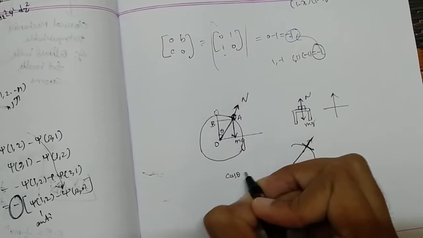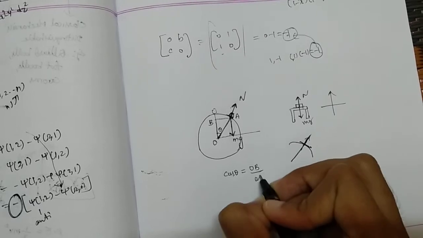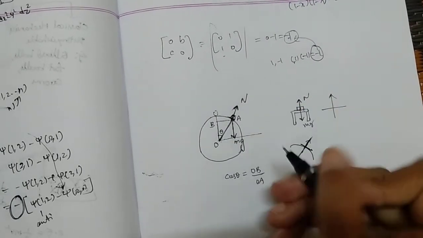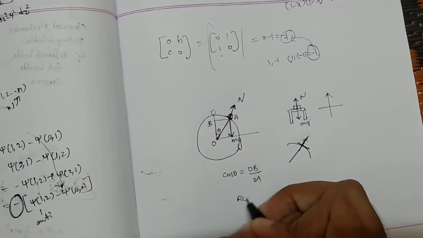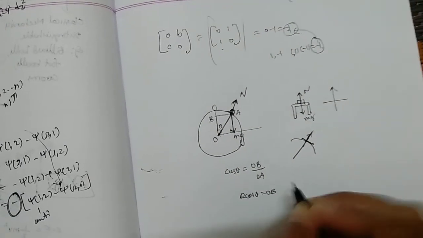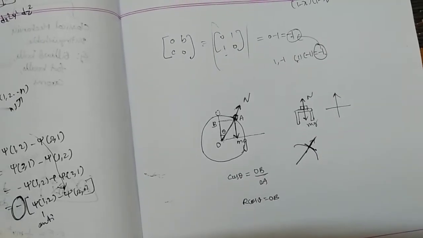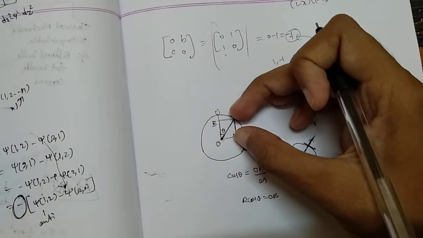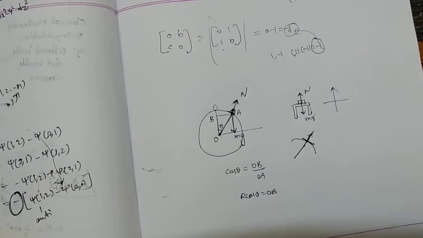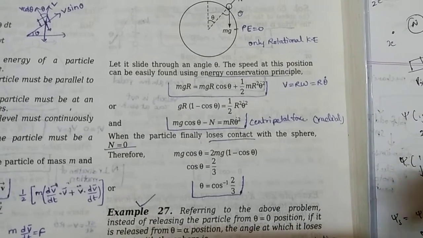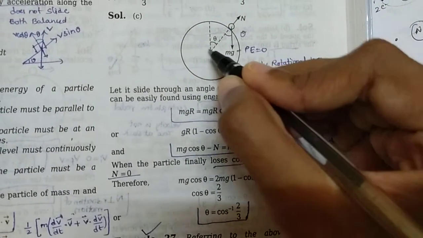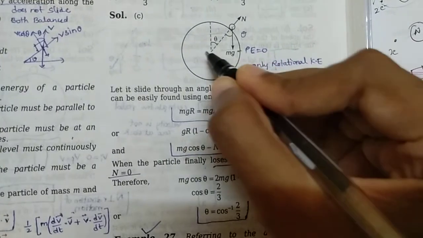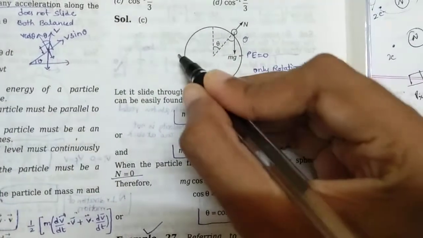cos theta is nothing but adjacent side by hypotenuse, so OB by OA. OA is nothing but the radius of the sphere, so r cos theta is equal to OB. So OB is nothing but r cos theta. So the height of the particle at this point is r cos theta. Hence we are having mgh, with h replaced by r cos theta. At this point, the height of the particle is from the reference point, that is the center of the circle.